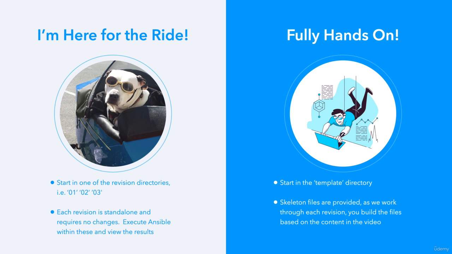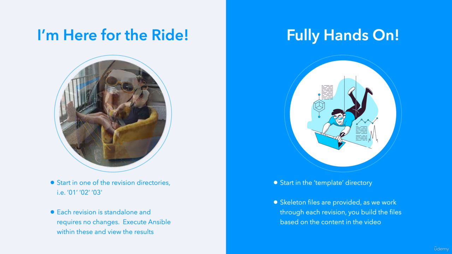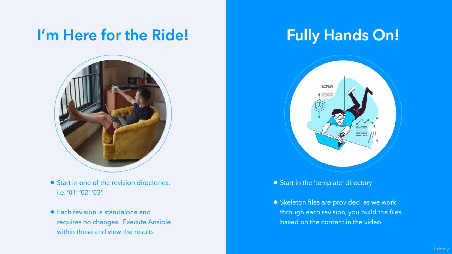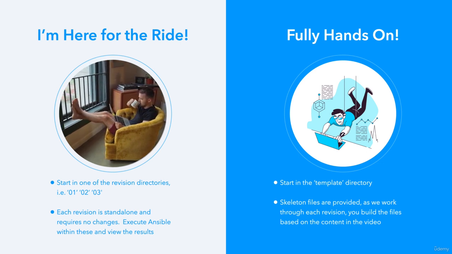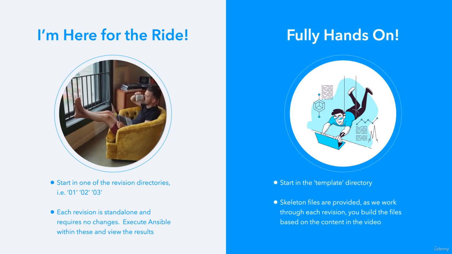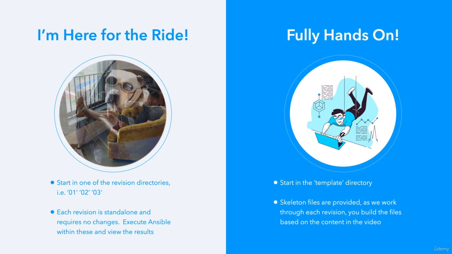On the left-hand side, we have the I'm here for the ride reference. This is the easiest and quickest approach. Quite simply, you can follow each revision in the same way that we show in the course, and you can execute Ansible in your lab against the revisions. You can edit these files and you can play with them as you go along, and you'll always start with a known working example.